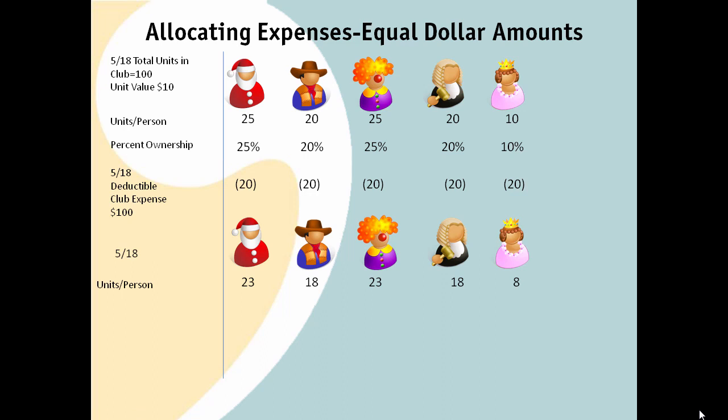Suppose you had a deductible expense of $100 and you wanted each person to be allocated $20 of the expense. You would check Per Partnership Exception on the expense entry form and $20 worth of units, or 2 units at $10 each, would be removed from each person. After the expense was entered, each member would own this many units. As you can see, this would also change their percentage of ownership. While some may consider this method of allocation equal, members with lesser ownership percentages are bearing more of the brunt of the expense.